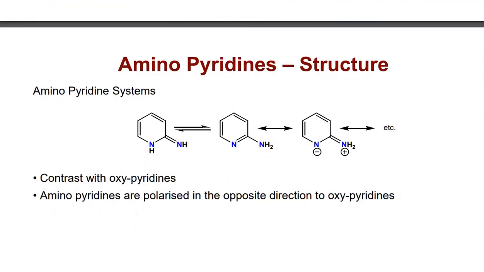Now look at the aminopyridine system. Contrast with the oxypyridines. Aminopyridines are polarized in the opposite direction to the oxypyridines.